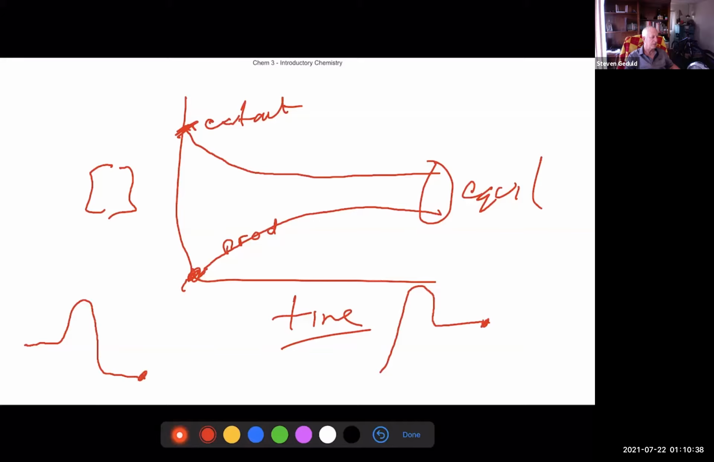Let's get an example here. That looks good. That's basically what they're trying to say for that section of the chapter.